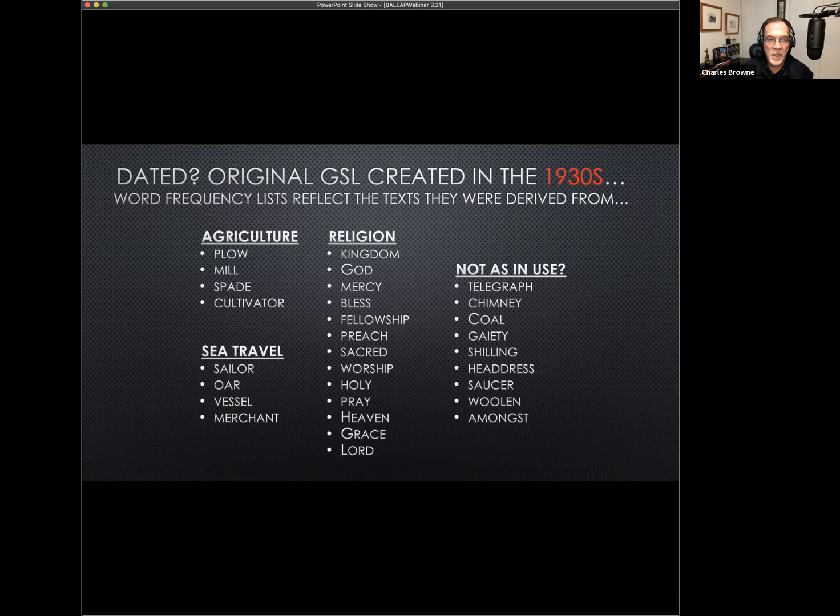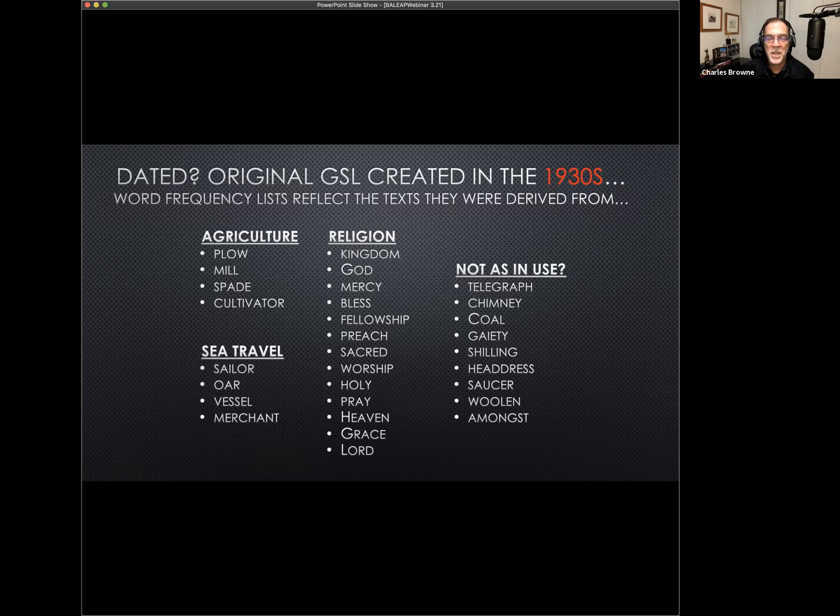And what you could see in the old general service list is there were a lot of words that didn't seem like they fit that description of being the most important words. So for example, the words plow and mill and spade and cultivator, how often do those words come up for your students? Probably not that much. 150 years ago, yes, agriculture was a much more important part of our lives, but not now. So that clearly needed to be updated. Sea travel words, sailor, vessel, merchant. The 1930s was the pre-automobile era. Well, maybe trains were there, but not as much plane travel, right?